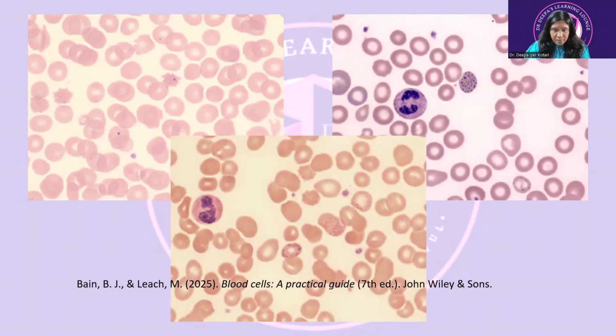And this is the third image, of a patient having COVID-19 infection. Here also you're able to see these dot-like areas of basophilic stippling, but this is not as prominent as in the previous image. But yes, you do see these basophilic stipplings in these RBCs here as well.